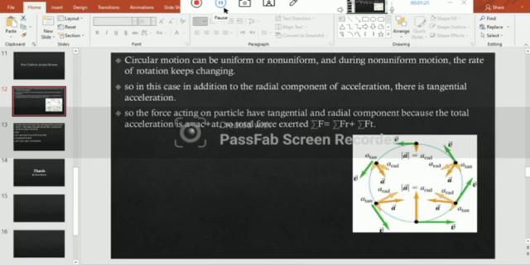The total acceleration is equal to a_c plus a_t, which is centripetal acceleration plus tangential acceleration, giving us the summation of acceleration acting on the particle or on the body. And also the summation of force will be the summation of force in the radial or centripetal component plus the summation of force acting in the tangential component. And this figure explains how the body moves in a circular path and changes its direction and its magnitude.